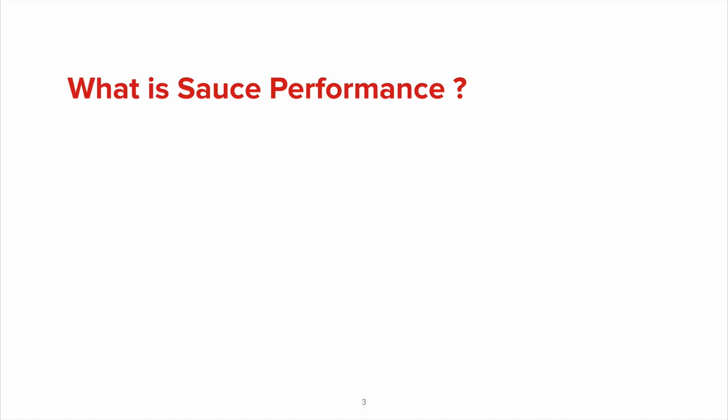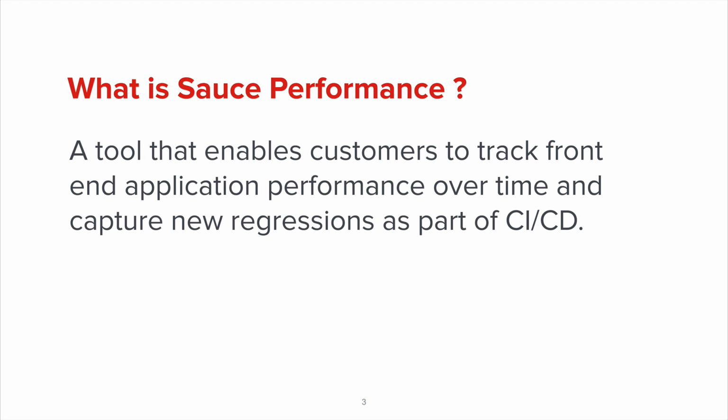So what exactly is SaaS performance? In essence, it's a tool that enables customers to track front-end application performance over time and capture new regressions as part of a continuous integration, continuous delivery system. Our main goal is to build a product that you can easily embed into your existing continuous testing pipeline and capture additional application performance metrics and assert against them in the way that you see fit.